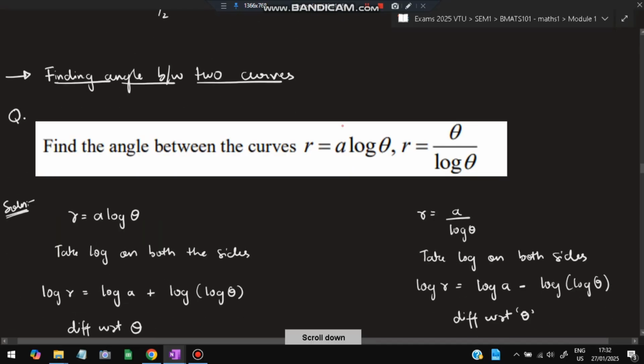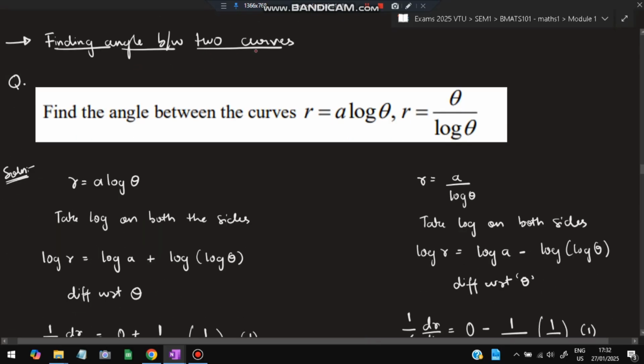Okay, moving on to the second topic, which is finding the angle between two curves. One technique is there. You just need to remember the steps, and if you remember the steps easily, you can solve any question. Given that you know about the differentiations of each of these trigonometric functions, and the log functions also you need to know, because you will be taking log very frequently in finding the angle.